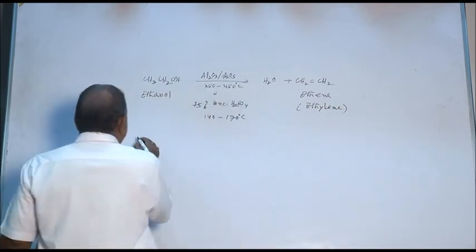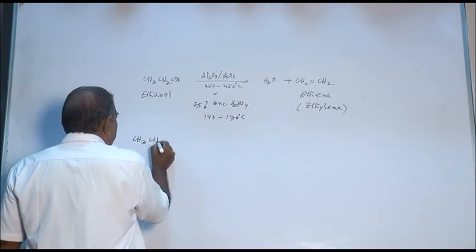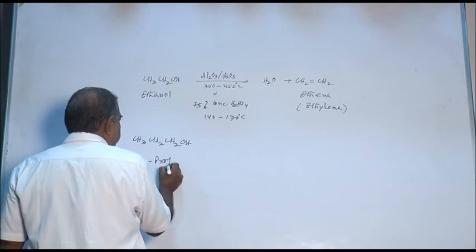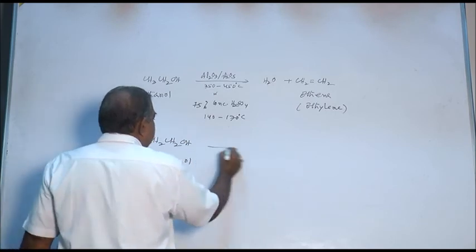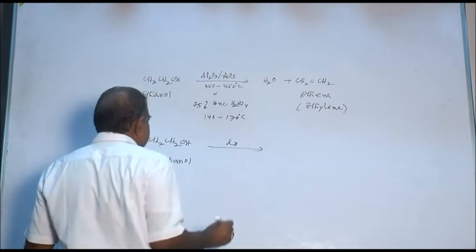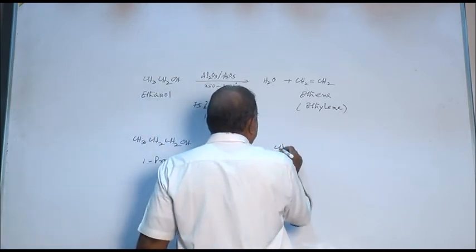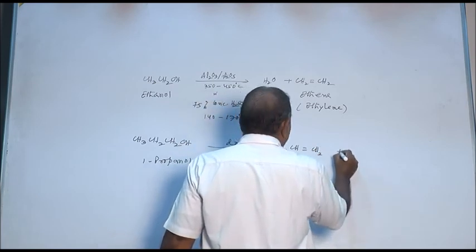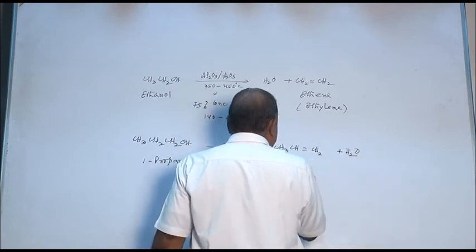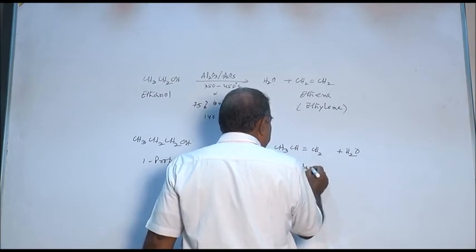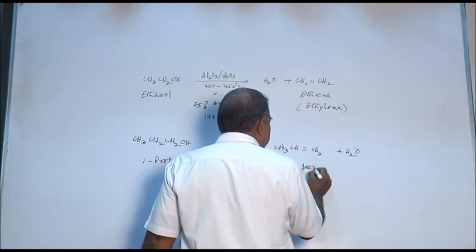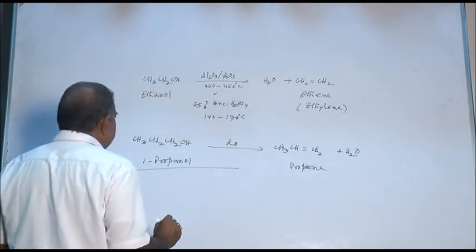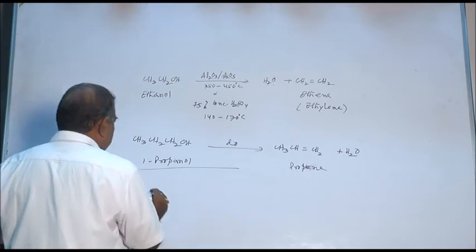Similarly, if you take 1-propanol, under these conditions, it will give you propene plus water. But here both ethanol and propanol are primary alcohols.